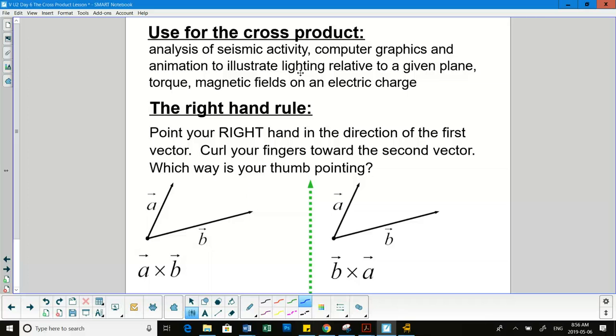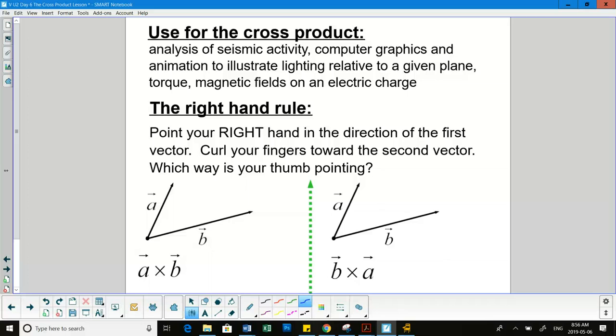I can't do this, because if I curl my fingers, I'm not curling toward B. So if I do this, I can curl my fingers toward vector B, and notice where my thumb is going. Is my thumb going in toward the board or out? This one is going into the board. We get a normal vector to A and B, but it's going into the board. If we think about this in 3-space, here's my vector A and B. My normal vector, rather than going out like this, is going to be on this side. It'll be going in. Does that make sense?